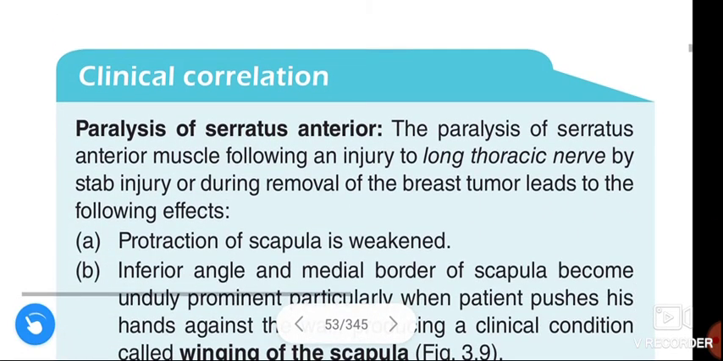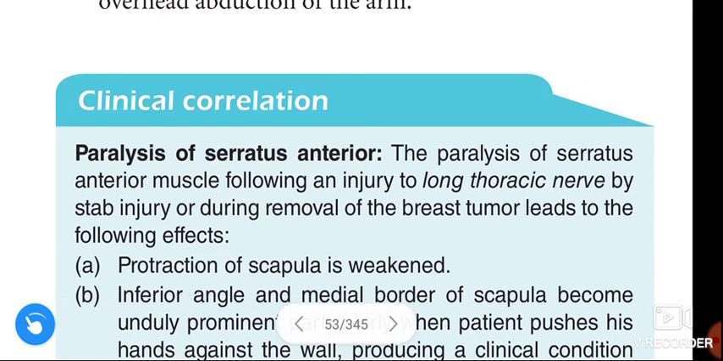I uploaded the paralysis of the serratus anterior in a separate video. Check this. This is also a very important question, may be given as the sub question in 8 marks. Don't miss it, very easy question. Please check that one.